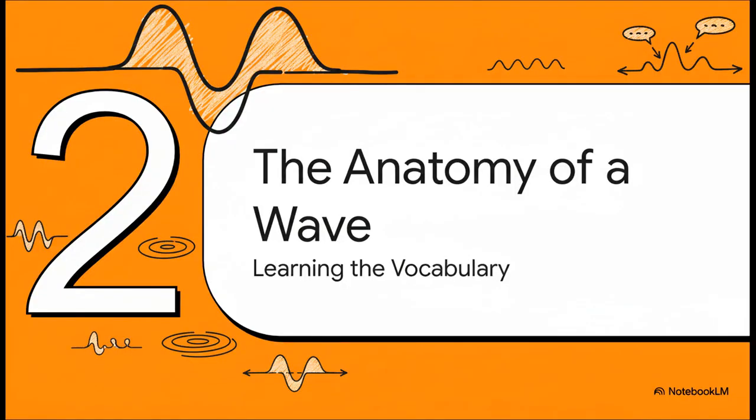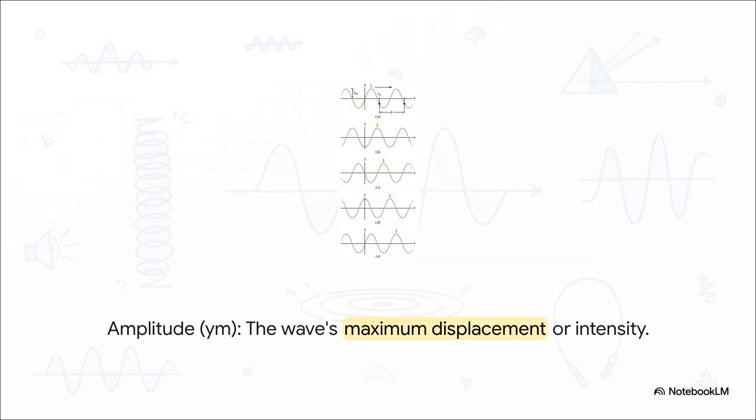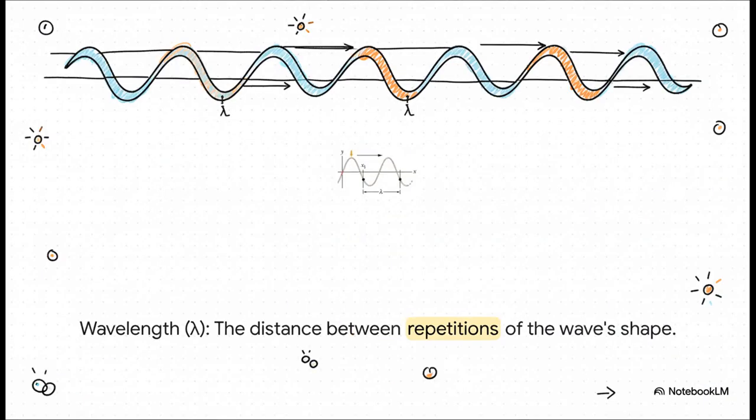Okay, so now we know the two basic ways waves can move. But to really get fluent in their language, we need to learn the vocabulary, the basic parts that make up any wave. So let's dissect one. First up, we have amplitude. You can just think of this as the wave's height, or its strength. It's how far the wave goes up or down from that center line, its resting position. So for a sound wave, a bigger amplitude means a louder sound. For a light wave, it means brighter light. Simple as that.